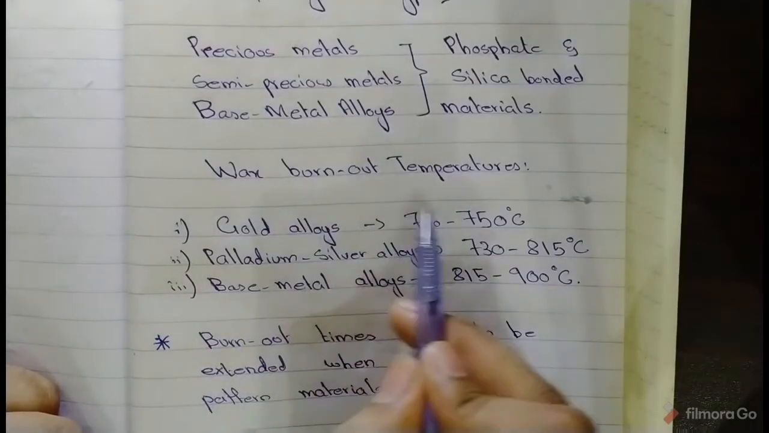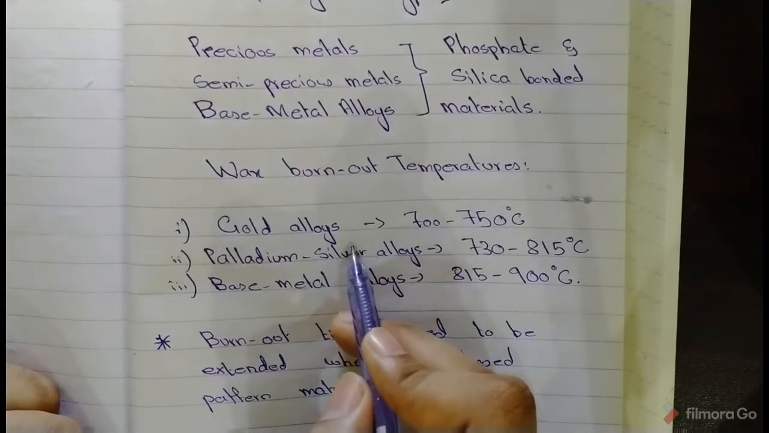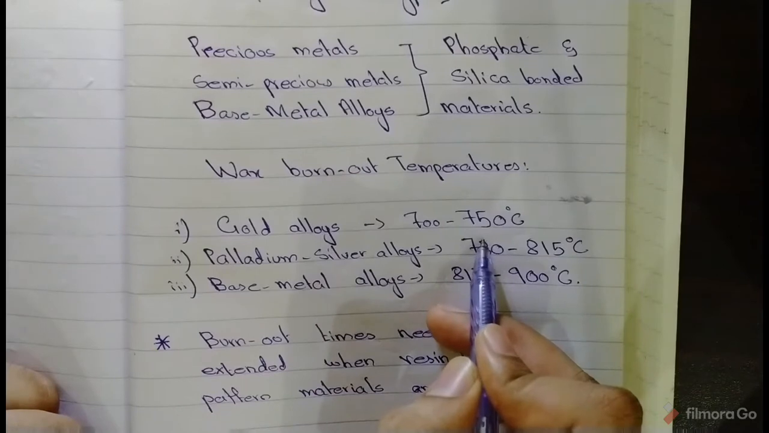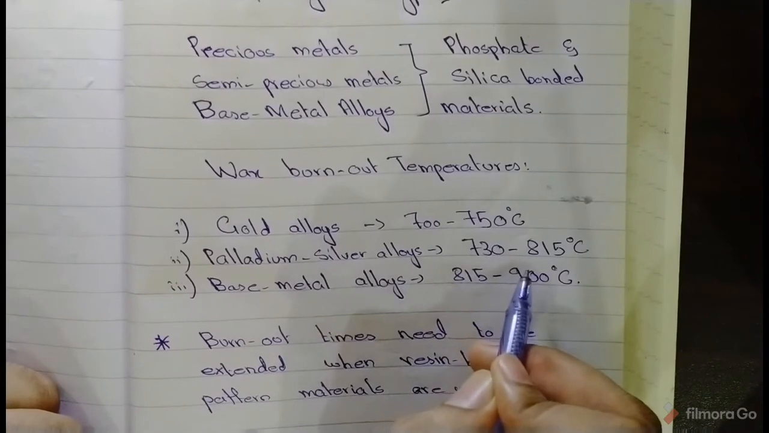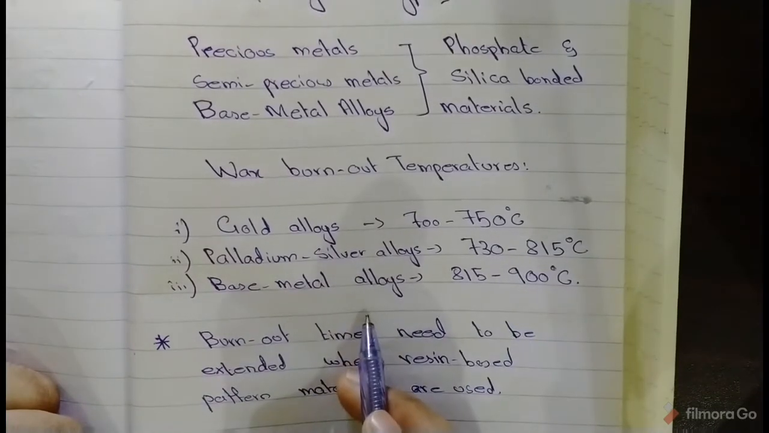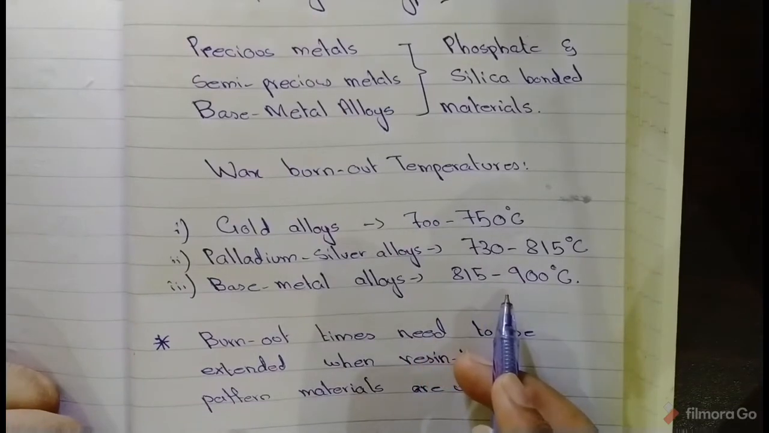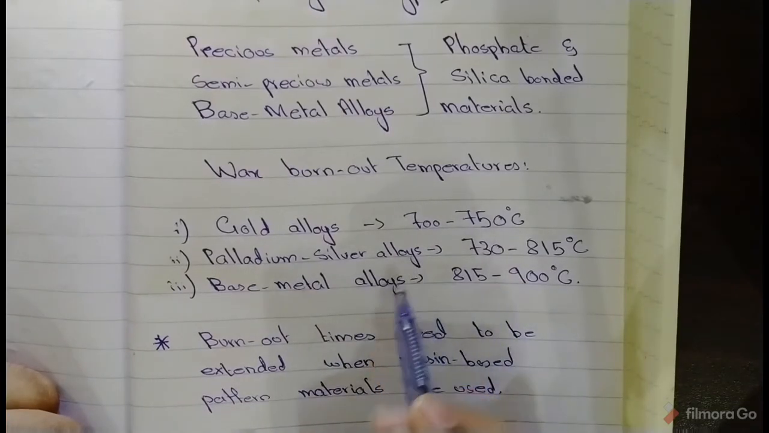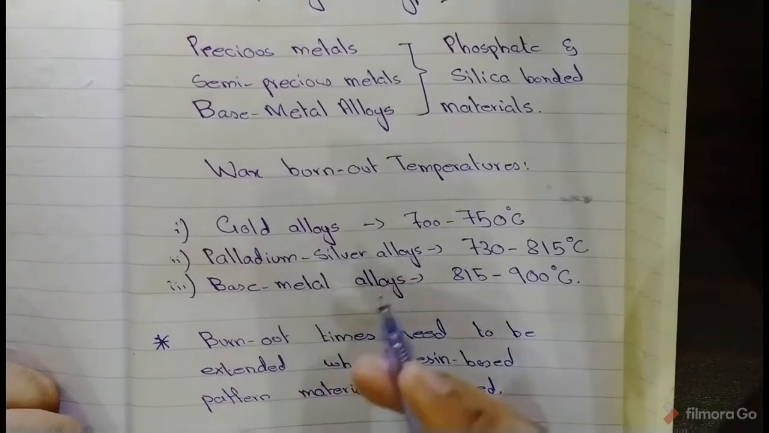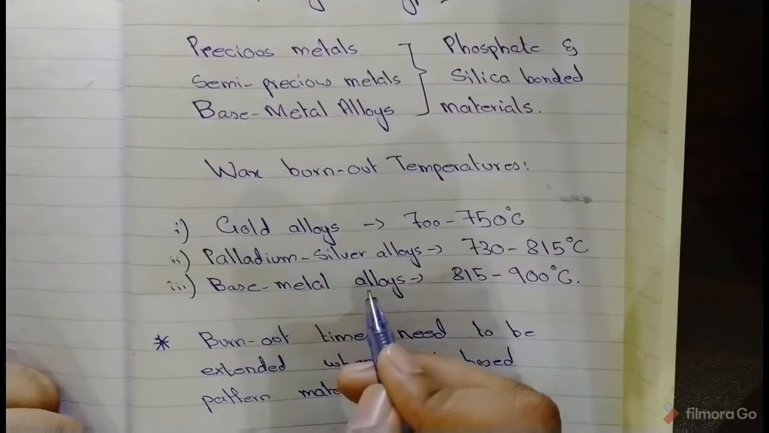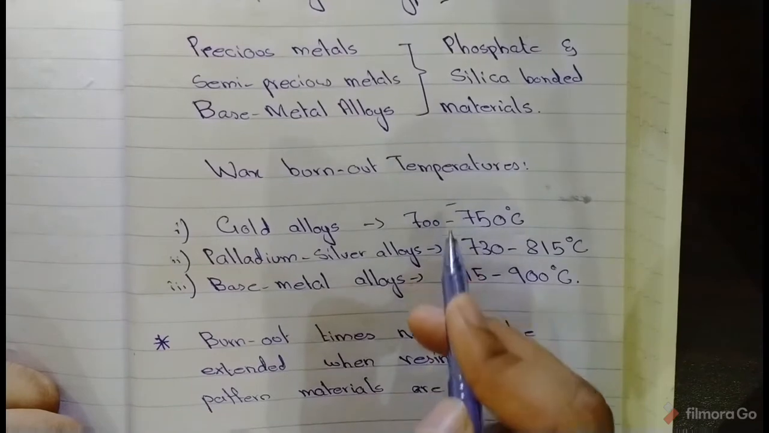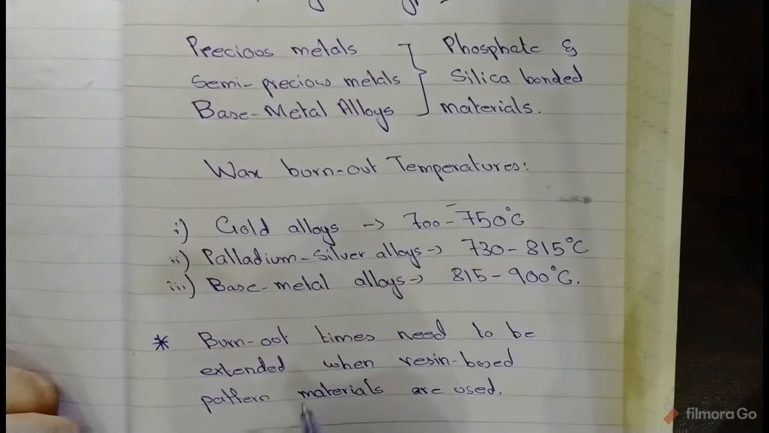Now these are the wax burnout temperatures. For gold alloys, the wax burnout temperature is 700 to 750 degrees centigrade. For palladium silver alloys, it is 730 to 815 degrees centigrade, and for base metal alloys it is 815 to 900 degrees centigrade. It is important to recognize these wax burnout temperatures so that you can know whether your mold undergoes thermal expansion at these temperatures or not. So now, the burnout times need to be extended when resin based materials are used.